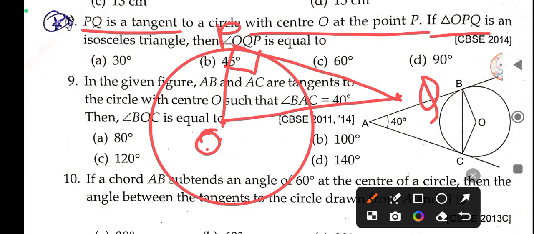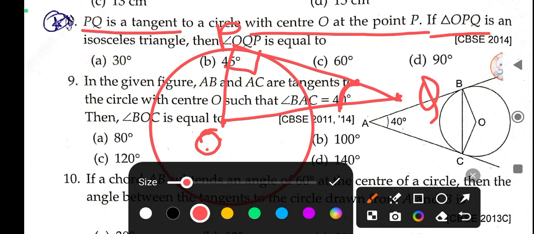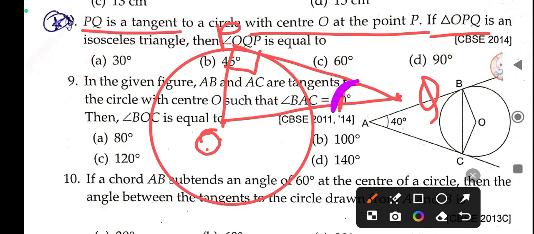Now OPQ is an isosceles triangle. Then angle OQP is equal to angle OQP. What will be the measure of this angle? Let me change the color. This angle is 90, and if this is an isosceles triangle, OP is equal to PQ. Why can't we take OQ? Because OQ is the hypotenuse, which is the largest side of a right angle triangle, and the largest side cannot be equal to any of the other two sides. So we say that OP is equal to PQ.